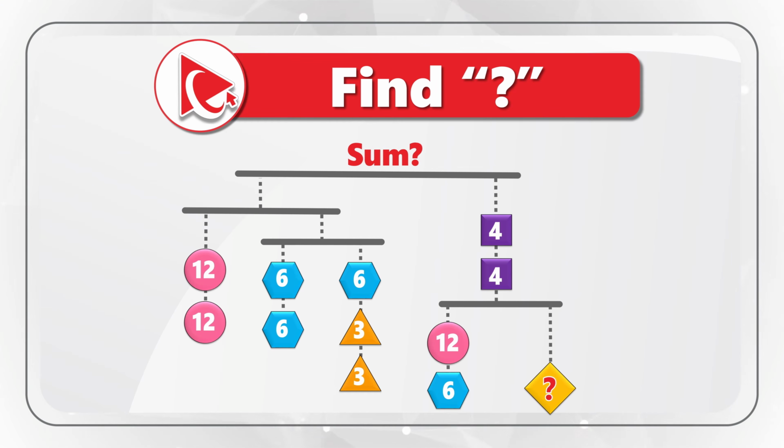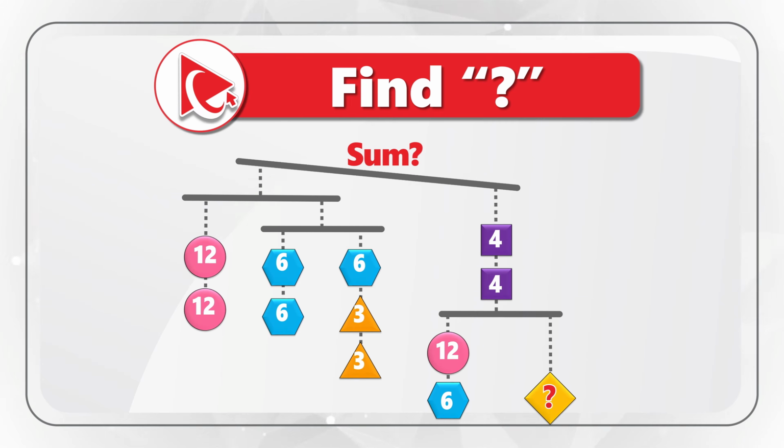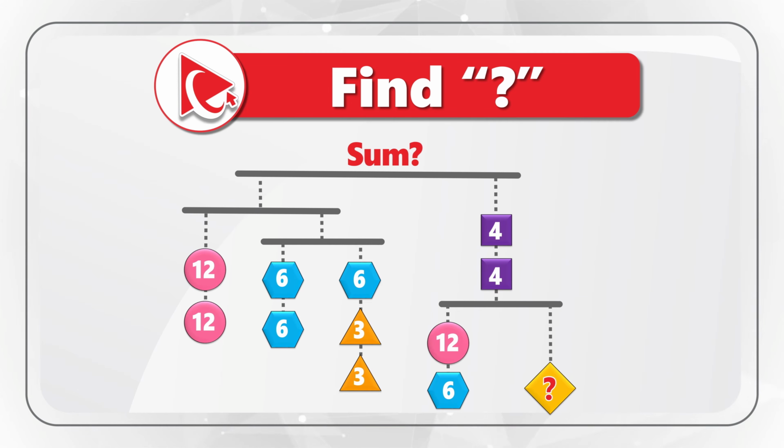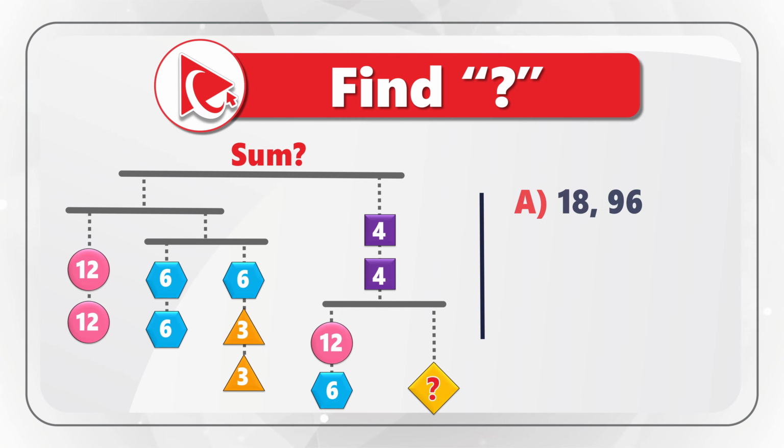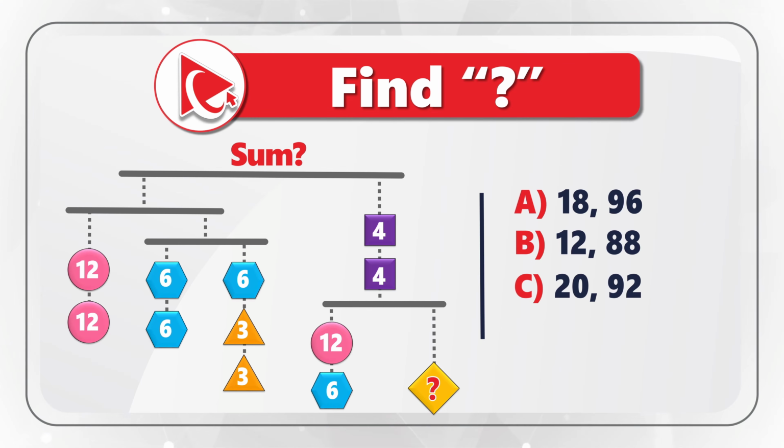And you need to ensure that scale remains balanced by calculating the value of the diamond as well as the sum. And once you've done with your calculations, you need to select out of 4 possible choices. Choice A, values 18 and 96. Choice B, values 12 and 88. Choice C, values 20 and 92. And last but not least, choice D, values 19 and 94.